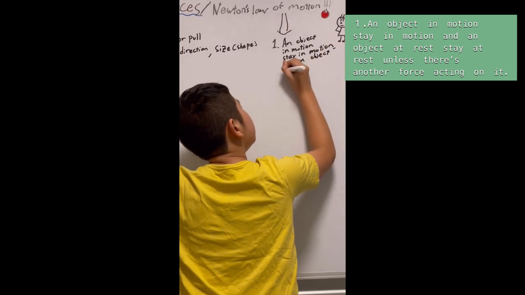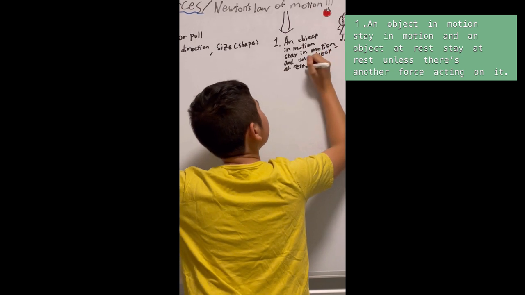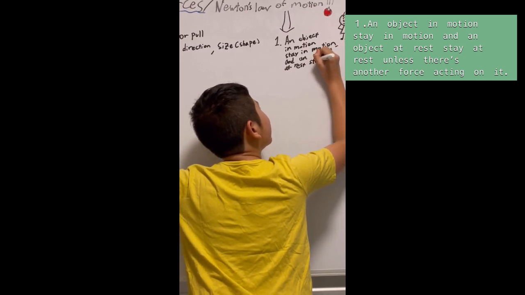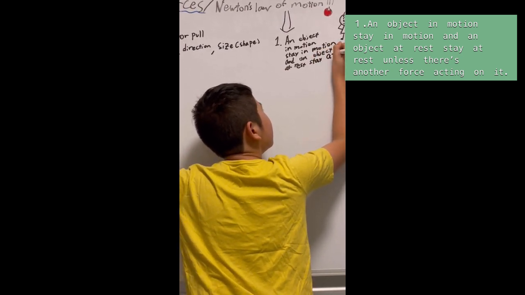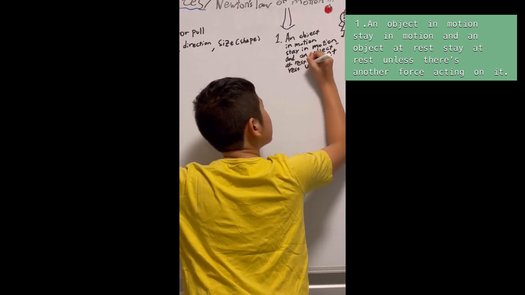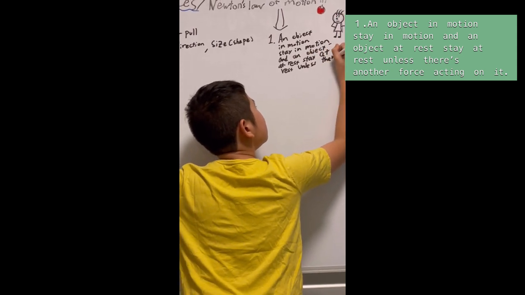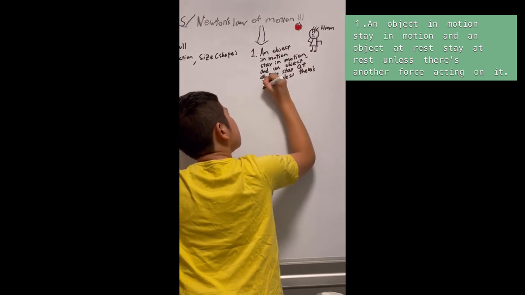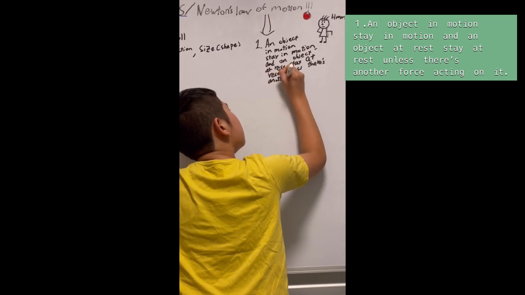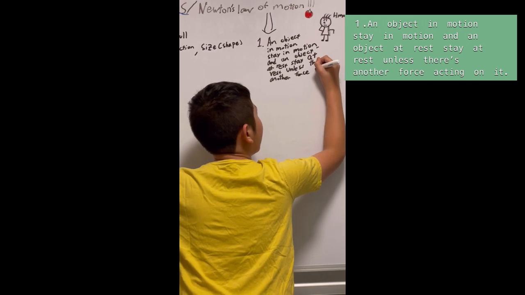And an object at rest. At rest means it's not moving. So when you're just sitting on the couch, you don't want to move, right? It's just like that. Stay at rest. Also, when you're sleeping, you don't want to wake up. But, unless there's another force. Another force means maybe gravitational force or friction force acting on it.